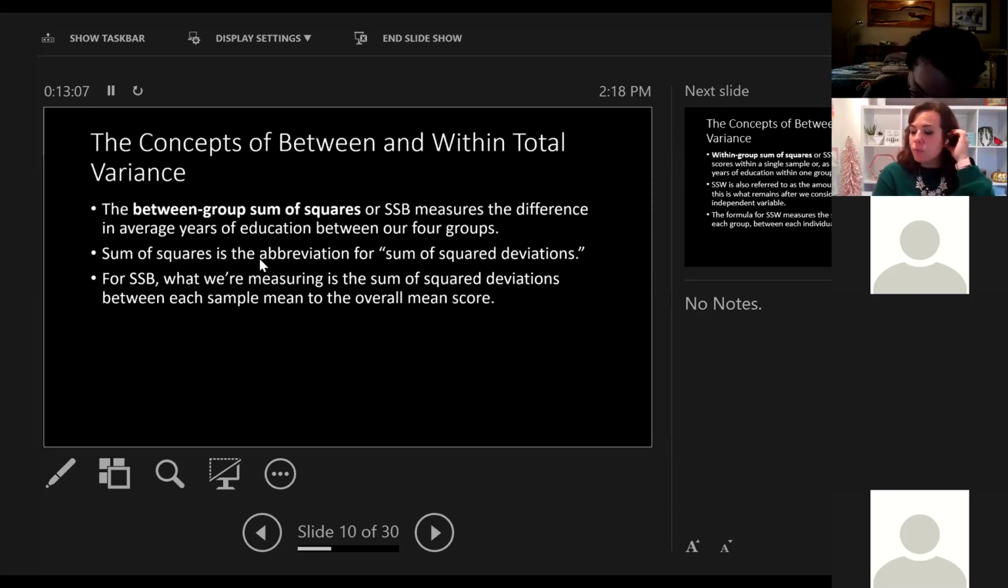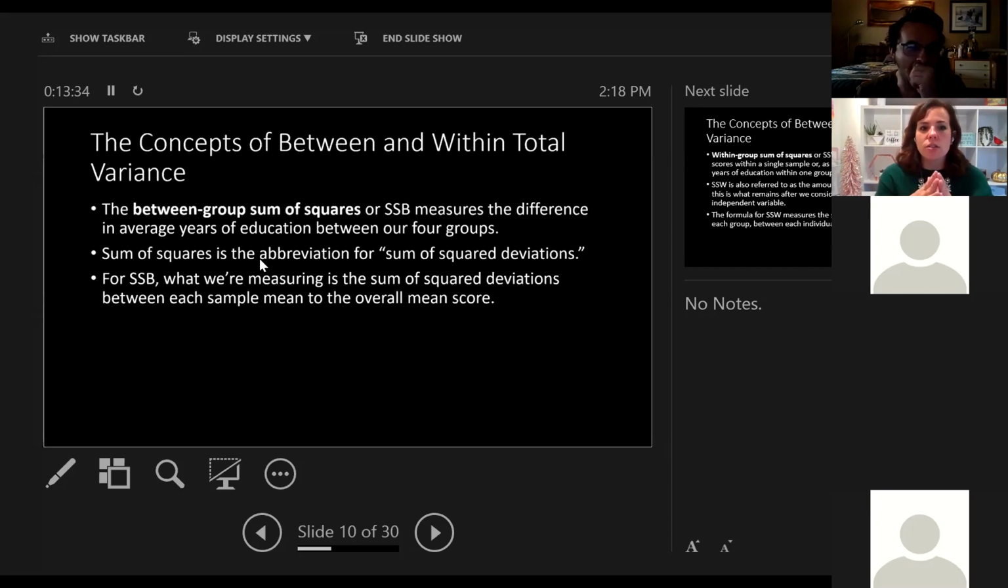Okay, so to calculate that, we're going to need to look at the concepts of between, within, and total variance. So between group sum of squares is going to be noted, this is how it's going to be noted, SSB, so sum of squares for between groups. It measures the difference in average years, so again with our example of education and race, it measures the difference in average years of education between our four groups.